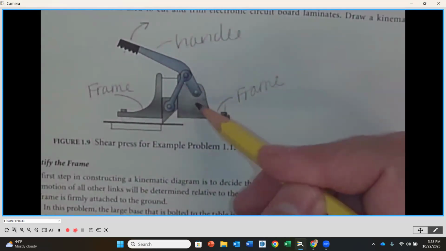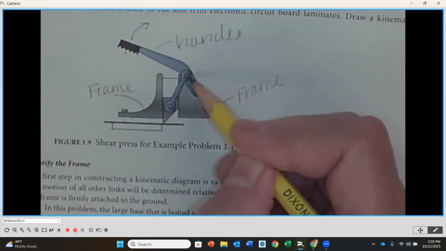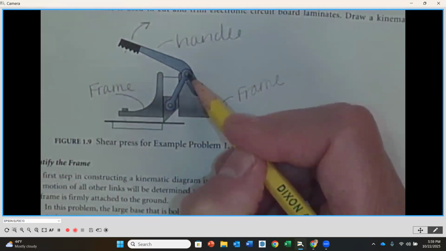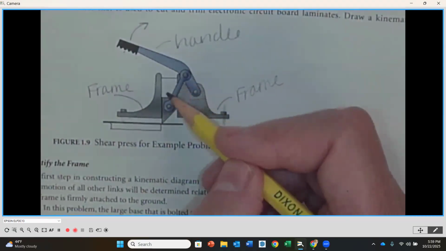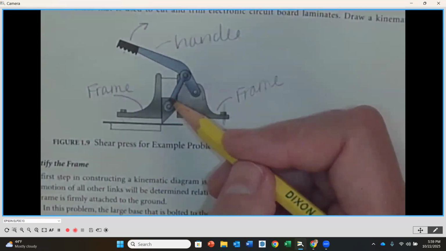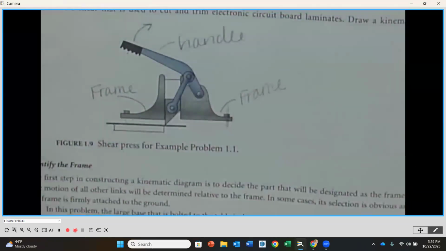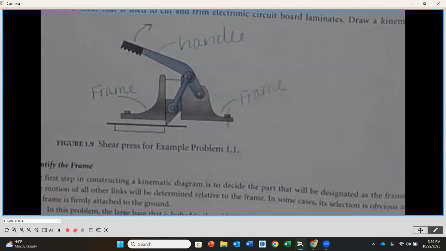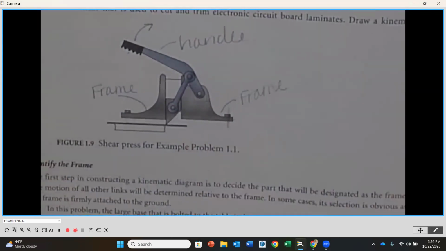So our mechanism is going to have the frame, not moving, and a handle. Then connected to that handle is our next link, the connecting rod, or connector. And then the last link is what actually does the output work for us: the blade that is going to cut through that circuit board laminate. Now we are going to represent each one of these elements.